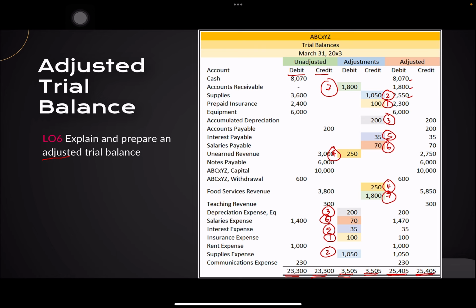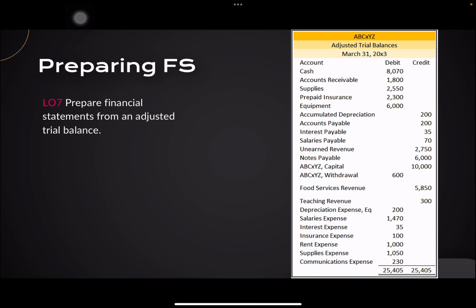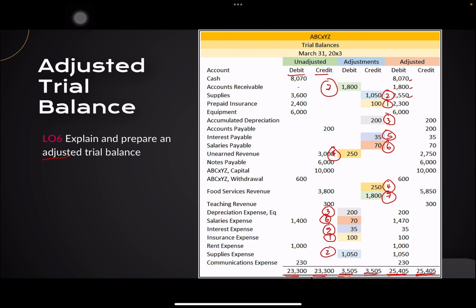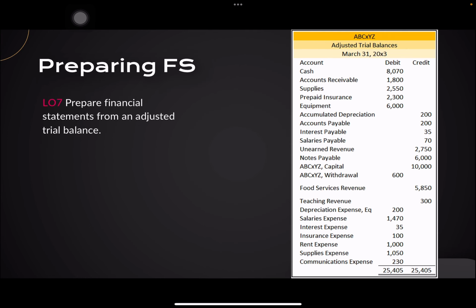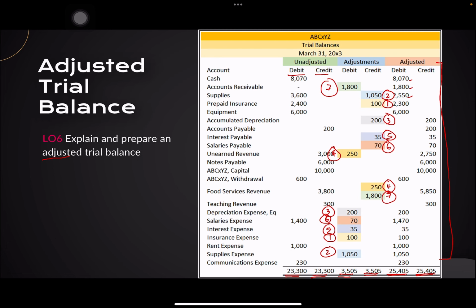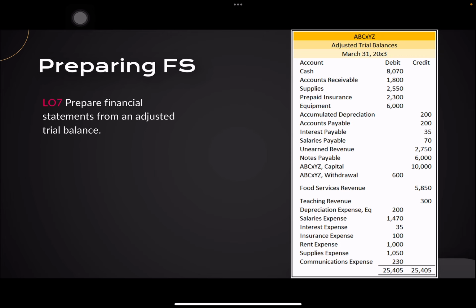Once you've already summed all of your debits and credits, what you need to do next is to prepare financial statements from an adjusted trial balance. So in this column, the adjusted trial balance, we just simply cleaned the worksheet to show only the final balances of your adjusted accounts, right? So in this screen, as you can see, your final amount was 25,405. So it would be the same on your adjusted trial balance, 25,405.